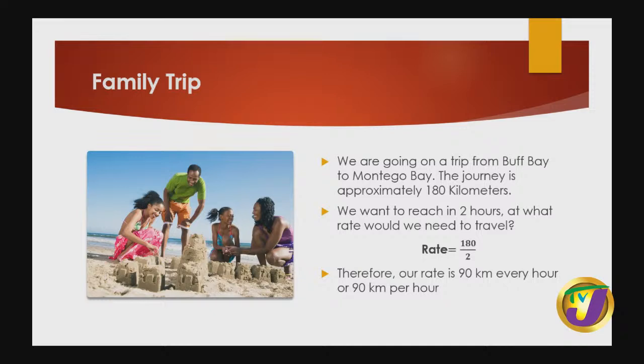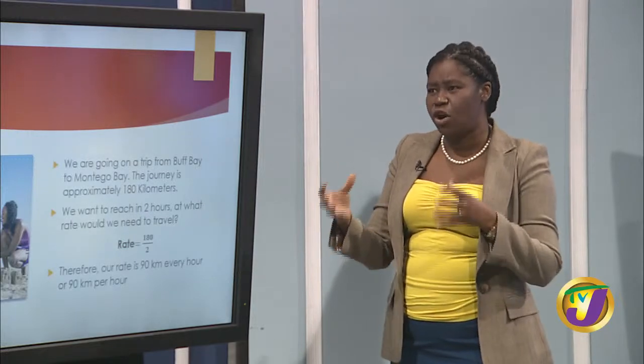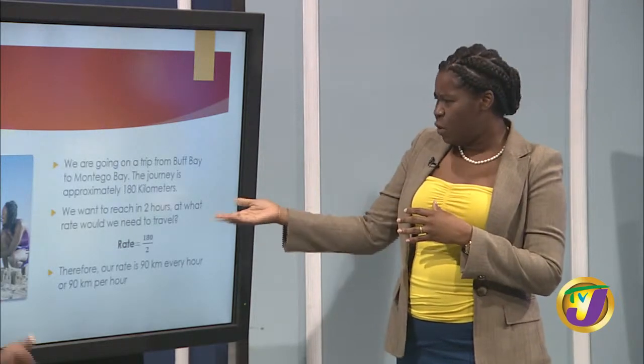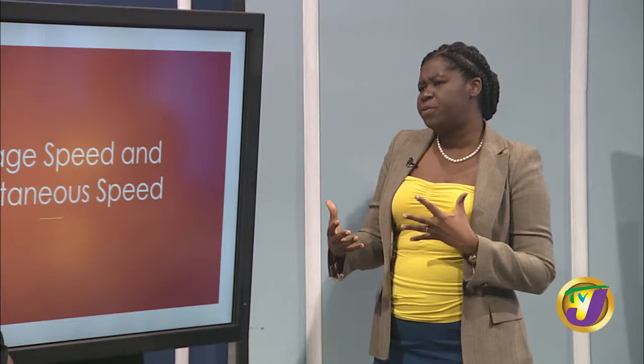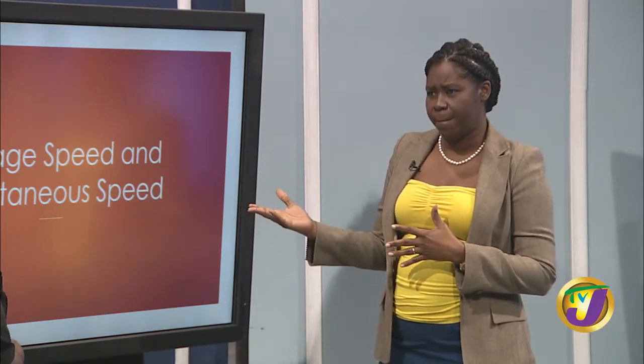But we're not going to be driving 90 kilometers per hour every second of this hour, with all the potholes and the corners and the traffic. We might encounter a vehicle that is going slower. So we wouldn't be going 90 all the time. But it just means that we do need to cover 90 kilometers within the first hour. So the 90 kilometers per hour would be our average speed.